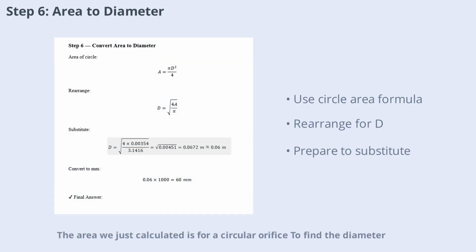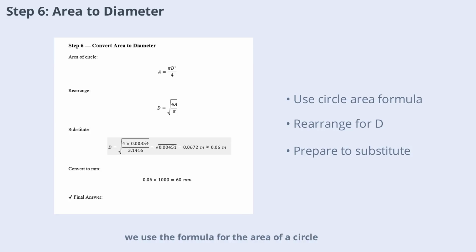The area we just calculated is for a circular orifice. To find the diameter, we use the formula for the area of a circle. A equals pi times d squared divided by 4. Rearranging, d equals the square root of 4A divided by pi.